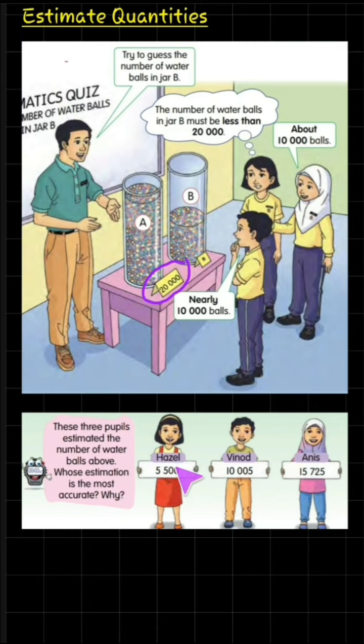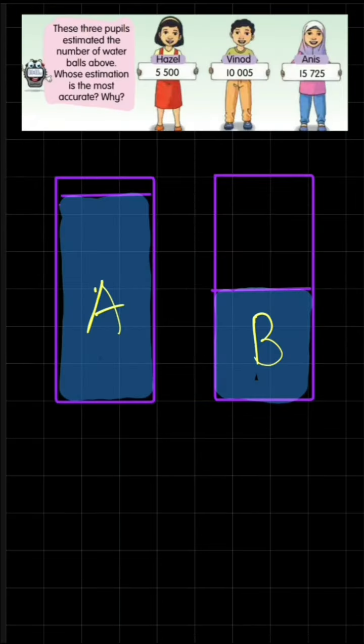Okay, then we look at Hazel, Vinod and Anis. These three pupils estimated the number of water balls above. Whose estimation is the most accurate? Why? Okay, so we can see that Hazel estimates 5,500 in jar B, while Vinod estimates 10,005. Anis estimates 15,725 water balls in jar B. So, which pupil's estimate is the most accurate?